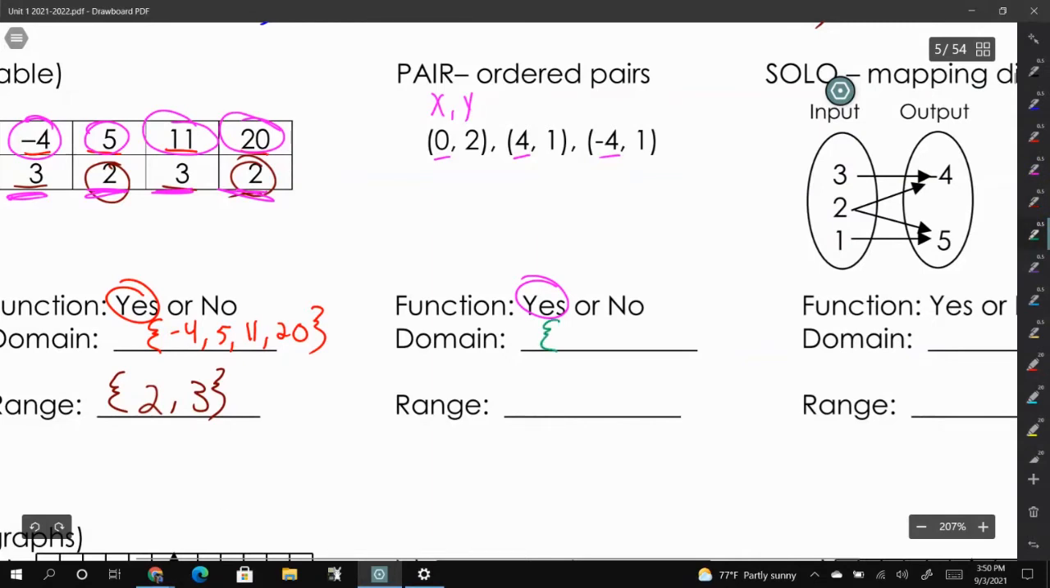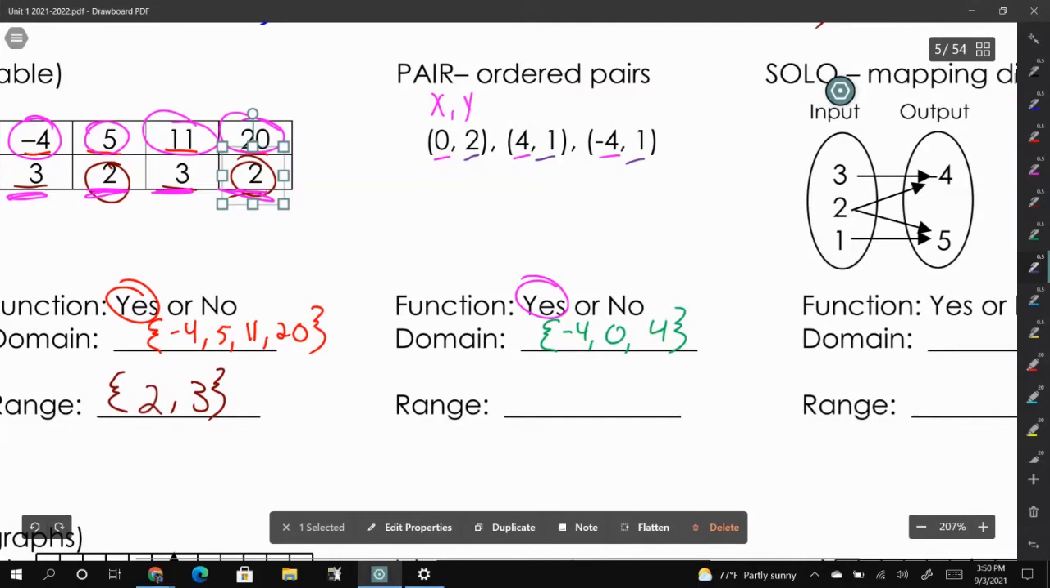And my domain is -4, 0, and 4. And my range, so the y values, the smallest y value I have is 1. And we have it repeated, that's okay. I'm only going to write it down once, and then 2 is our other y value.